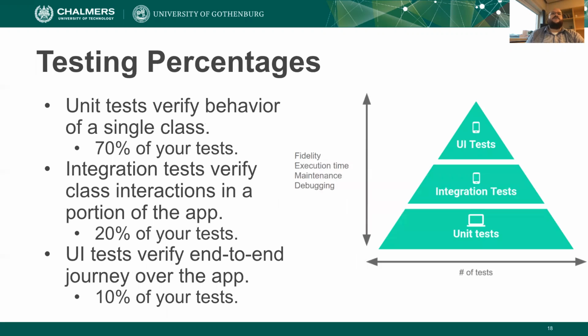These testing types are not necessarily equal in the number of tests you write or the amount of effort you put in. Unit tests are usually the bulk of your testing effort. These are usually about 70% of the tests you write in a project. There's a rough rule of thumb, right? It's not always exactly 70%. It might be more, it might be less, but it's generally about 70% of your tests in the project.